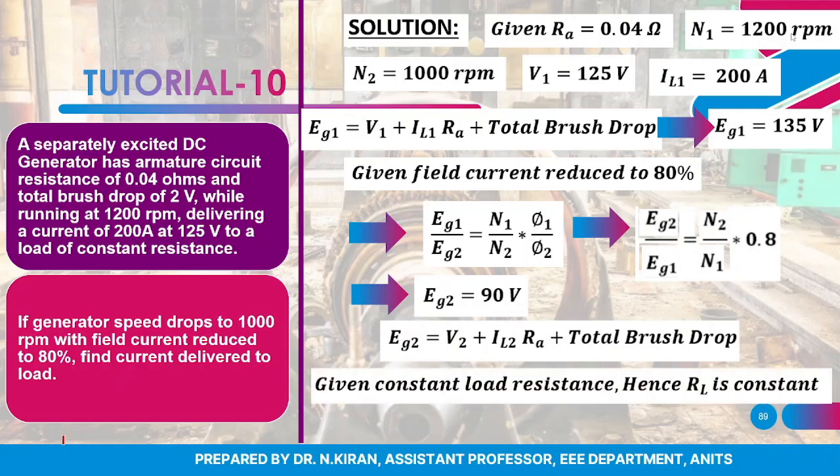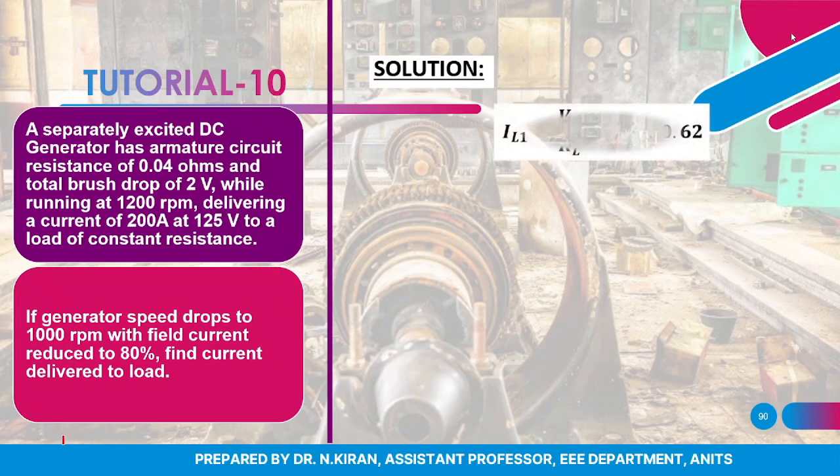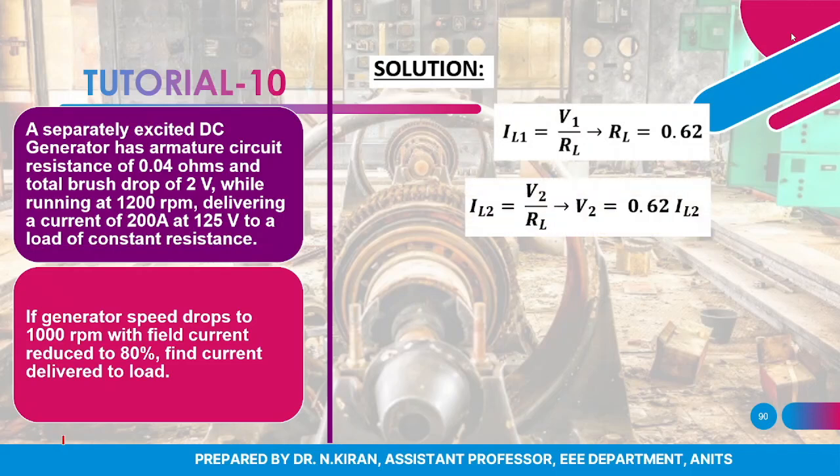But it is given that RL is constant. So from that we will first find the load resistance. IL1 is V1 by RL. That will give me RL to be 0.62 ohms. So IL2 is also V2 by RL. So that will give me the expression V2 is equal to 0.62 into IL2.